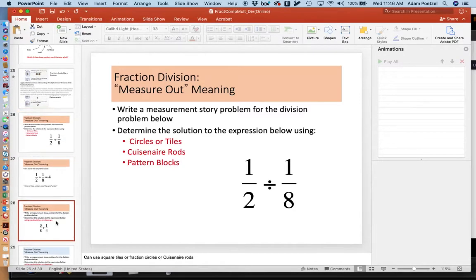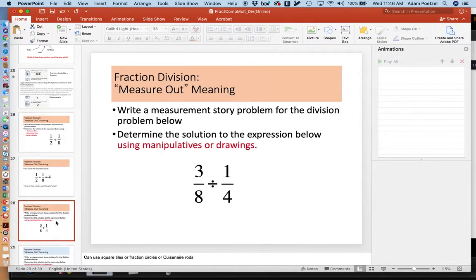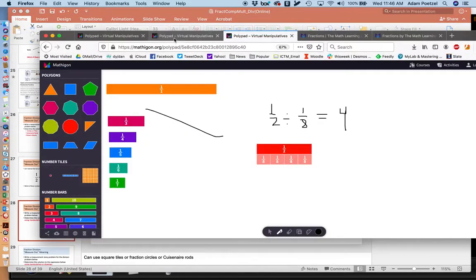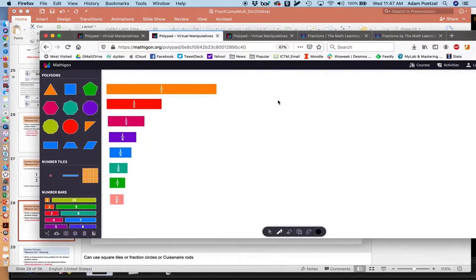If we take a look at, how about something like this? 3/8 divided by 1/4. All right, so let's take a look at that one. So 3/8 divided by 1/4. Let's start a new pad here. And I've got 3/8 divided by 1/4.